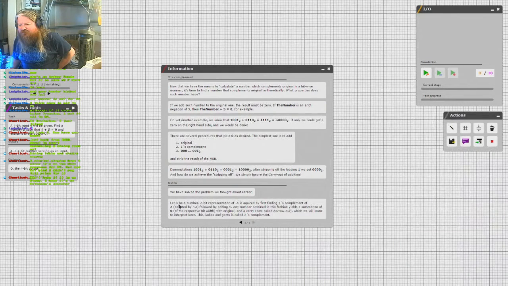Let A be a number. A representation of negative A is acquired by first finding the one's complement of A, denoted by inverse A, followed by adding 1. Any number obtained in this fashion yields a summation of 0 of the respective bit width, with the original and carry out, now called borrow out, which we will learn to interpret later. This, ladies and gentlemen, is called 2's complement.